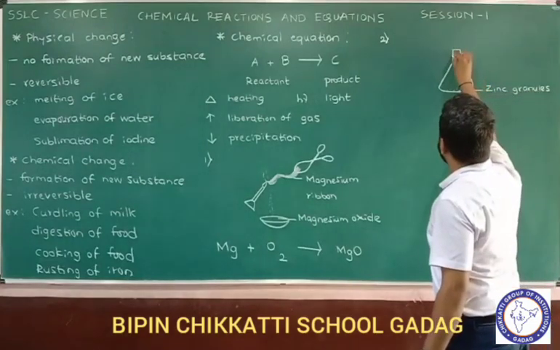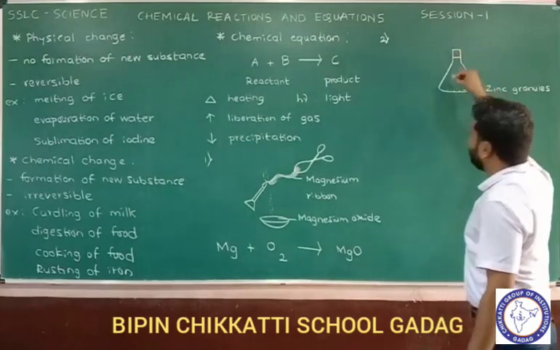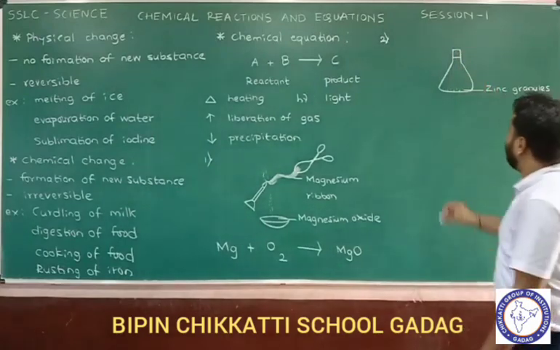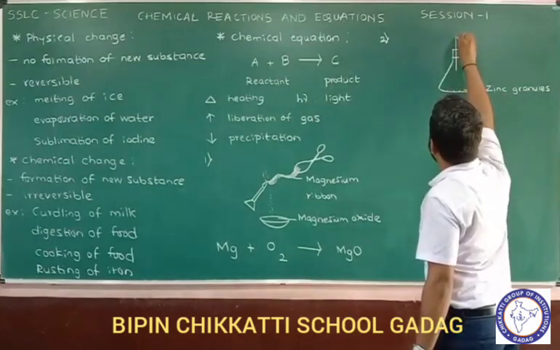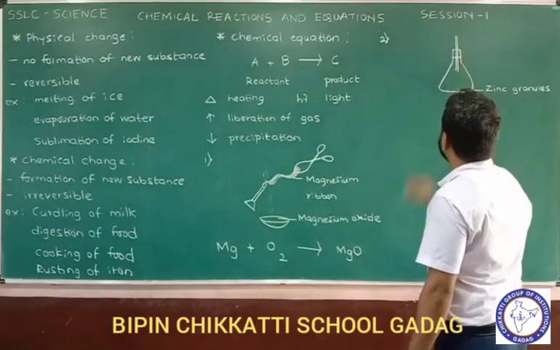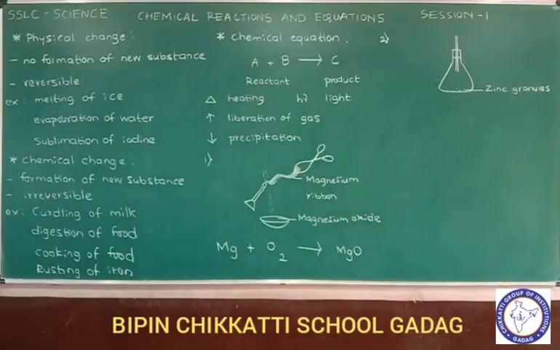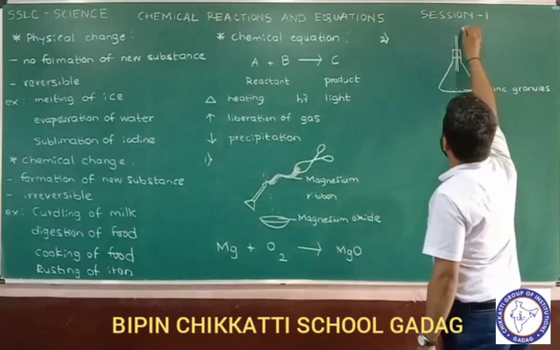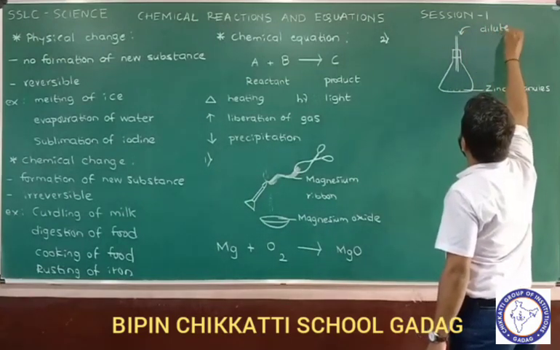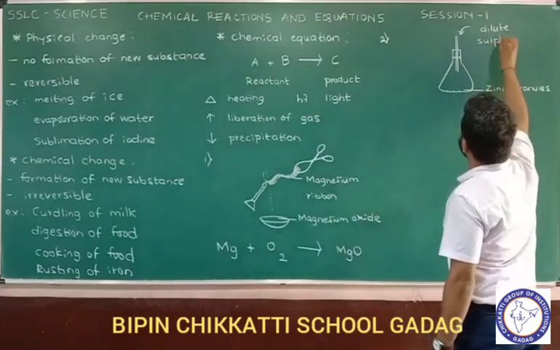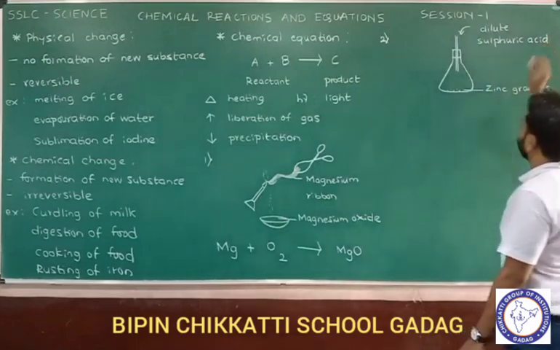On top of the conical flask I am going to fix a rubber cork, and inside that I am going to introduce a glass funnel or a glass tube, so that we can add something into the conical flask. Here I am going to pour a liquid that I call dilute sulfuric acid. I am going to pour dilute sulfuric acid.